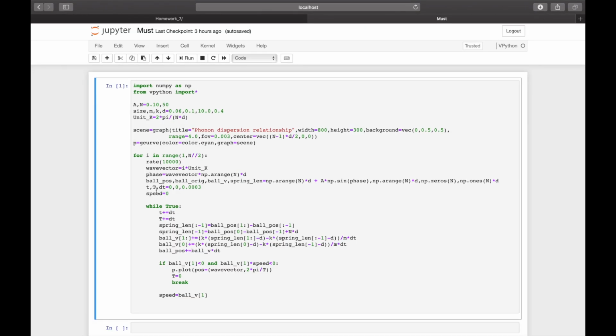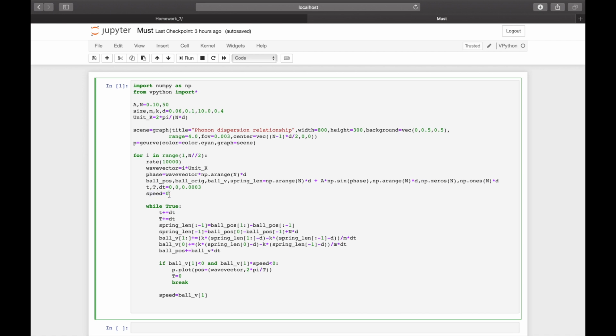I have already explained some of the lines in this code in my previous video, so I will not repeat explaining them in this video. Most of the constants are given in my homework. The n represents the number of balls, which are 50 in total. The unit k is the unit vector of wave. In the for loop, we generate balls on springs by initializing their position, velocity and spring displacement. The position and original position of balls are generated using numpy while the ball's velocity is initialized as 0 and the spring length is initialized as 1.